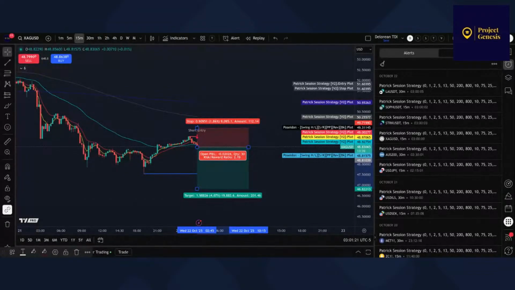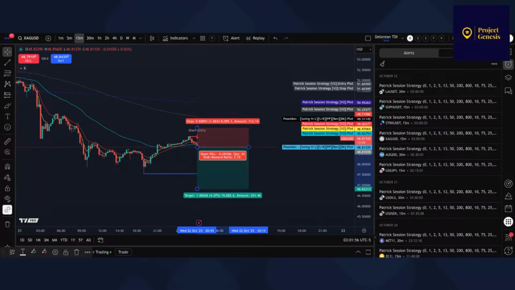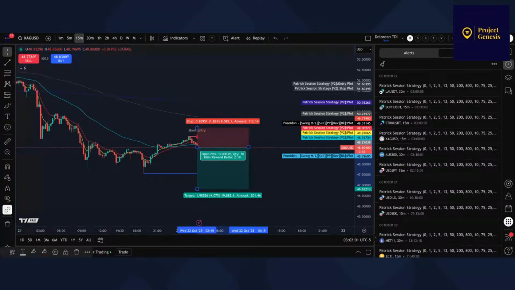It's a 2.19 risk to reward ratio. Entry price is at 81039. Stop loss 49.71199. Yep. 46.82213. So 1982.